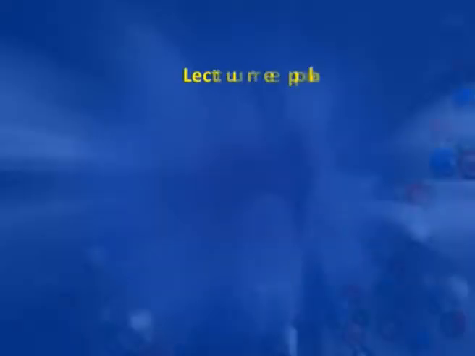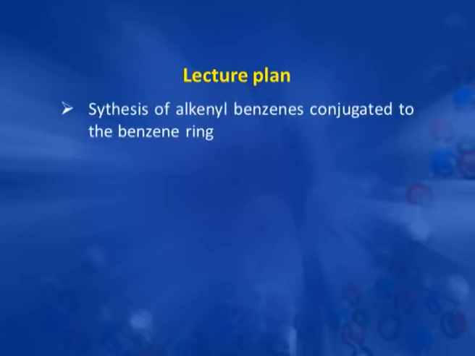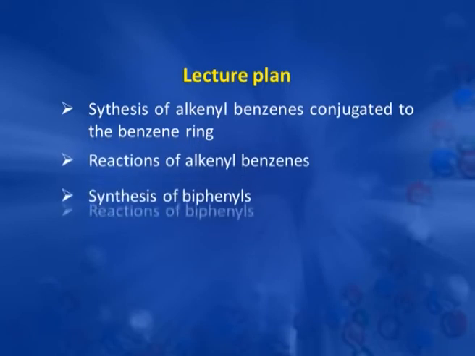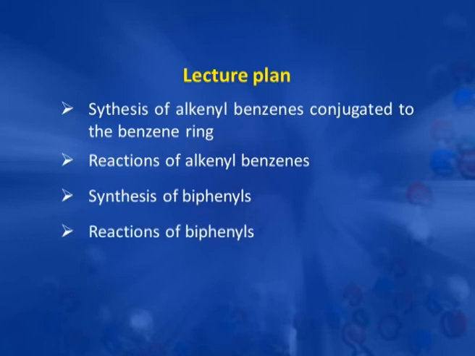Aromaticity of organic chemistry. Last time in this unit we have discussed synthesis and reactions of alkyl benzenes. Today we are going to discuss alkenyl benzenes, which are conjugated to the benzene ring. We will discuss their preparation, reactions, and then synthesis of biphenyls and their reactions, and finally we will discuss mercuration of benzene.